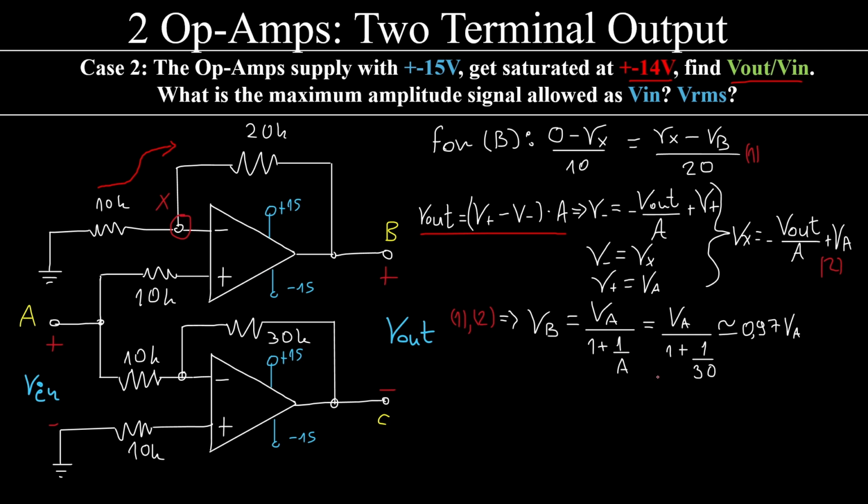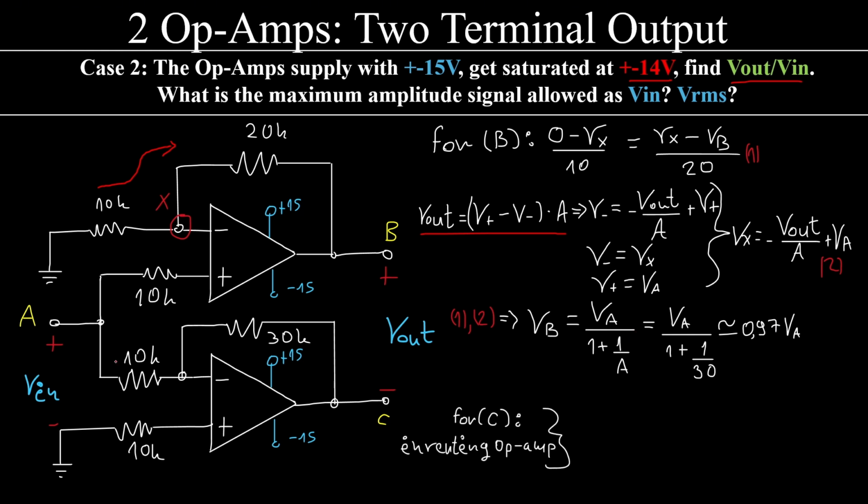Now if I replace the numbers, A is nothing but 15 minus minus 15, so it's 30. Then I replace it and I have that VB is equal to about 0.97 VA. Close to VA like we had previously, but slightly lower.